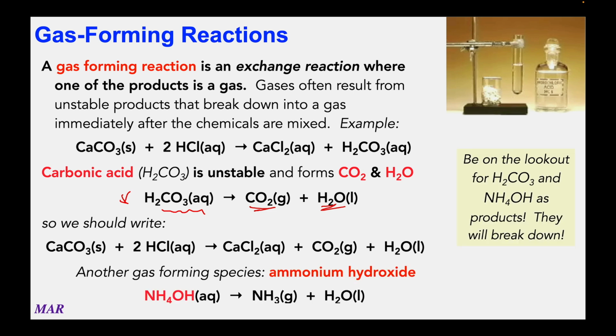Ammonium hydroxide is another common example of a gas-forming reaction. Ammonium hydroxide will also break down into a gas, ammonia, and water. So if you see ammonium hydroxide as a product, you should also know that it's going to break down into NH3 and CO2. They're both gases. They don't look like gases. They'll look like they're AQ things because they are, but they'll further break down into gas products. We'll see this in the lab.